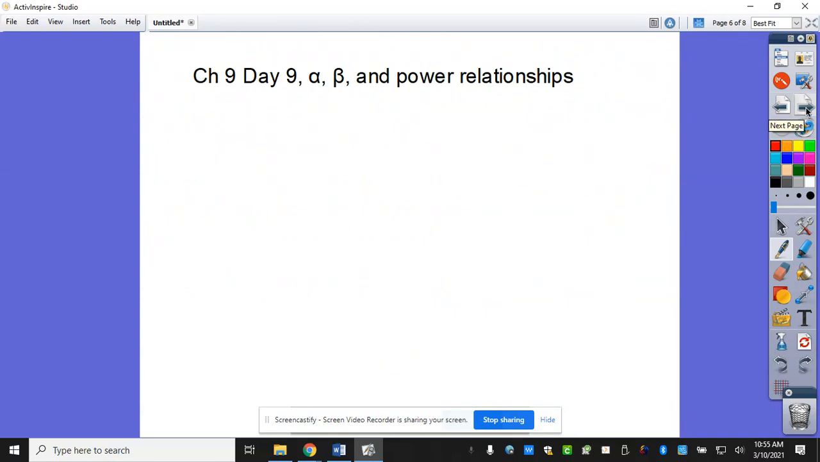All right, so I'm doing, you don't have to rewrite that, I'm just doing this so that my notes can see. Chapter 99, I'm doing comparison between alpha, beta, and power.